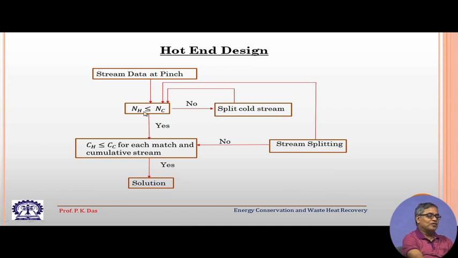Suppose the number of hot streams is not less than the number of cold streams, then what do we have to do? We have to split one cold stream into two cold streams. So, now the number of cold streams will increase. We will explain this as we proceed with the example.